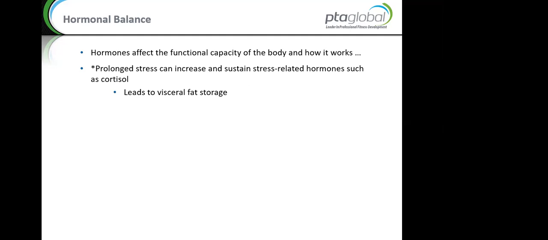Hormones affect the functional capacity of the body and how it works. So for example, things like prolonged stress can increase and sustain stress-related hormones like cortisol. And if you remember back to day 5, chronically elevated levels of cortisol can lead to things like bone and muscle loss, visceral fat storage, increased blood pressure and hypertension, et cetera, right?